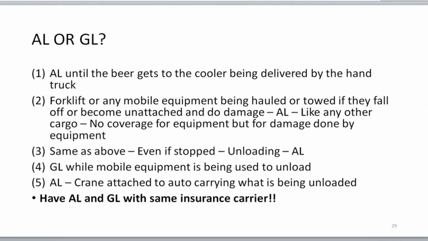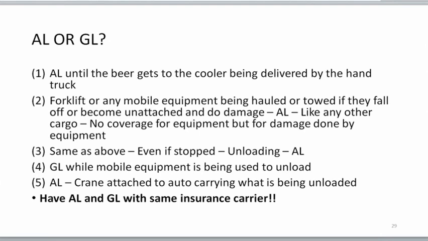Here's the answers. First example, the beer being delivered. It's auto until the beer gets to the cooler, being delivered by the hand truck. When it gets to the cooler, and then if they stack it up and it falls down, it becomes GL. But even though the vehicle is parked 100 yards away from it, it's still auto because we're unloading it by hand. It's not the final destination.